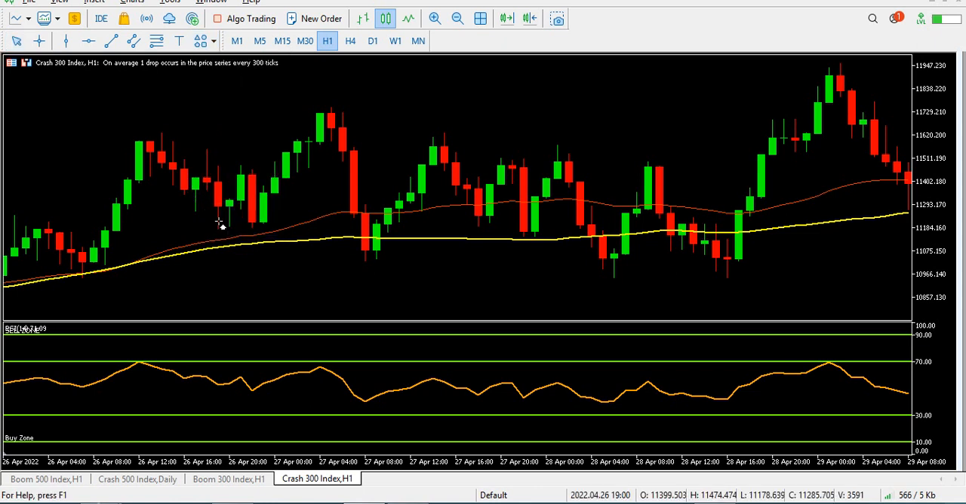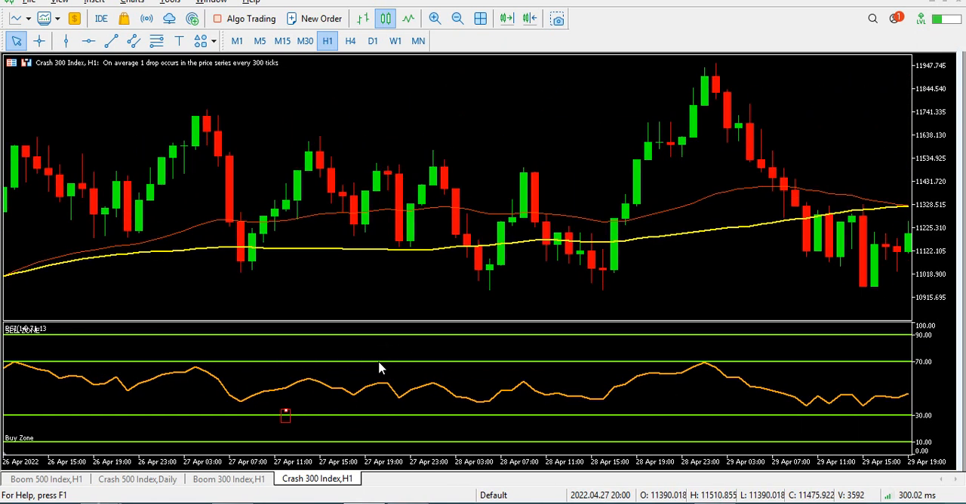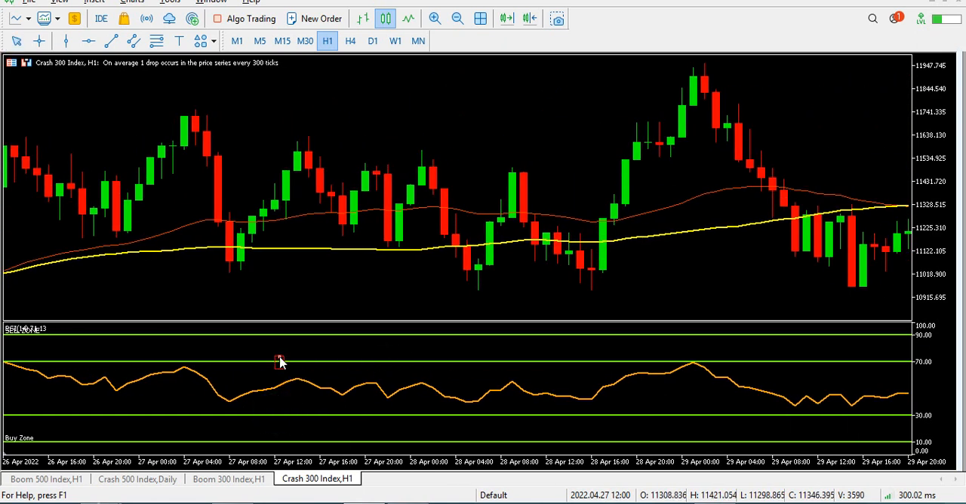Okay, this arrow right here. Okay, I hope you can see this arrow. That is the 30 region, and this other arrow right here, let's move it up. This is the 70 region. So you can see that the RSI moves between this 70 and 30 mostly, okay.